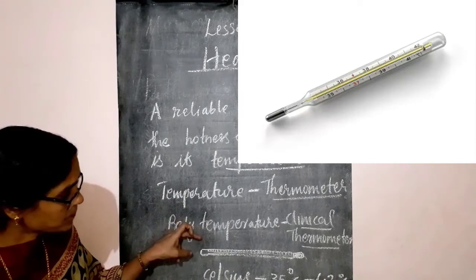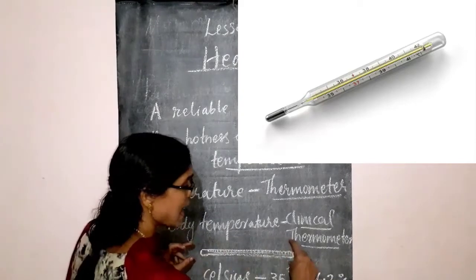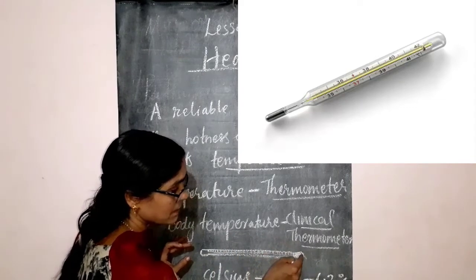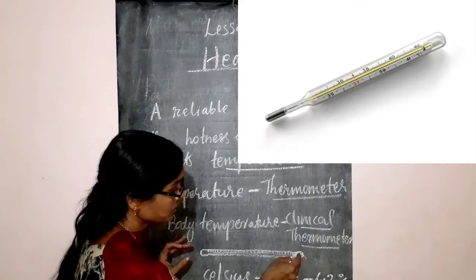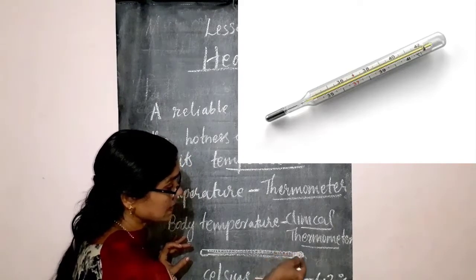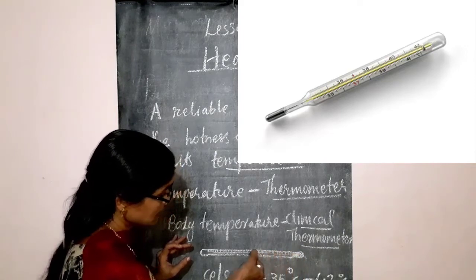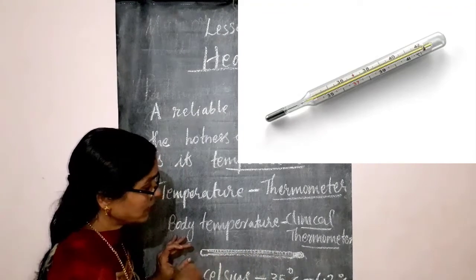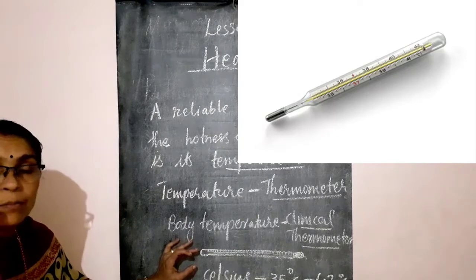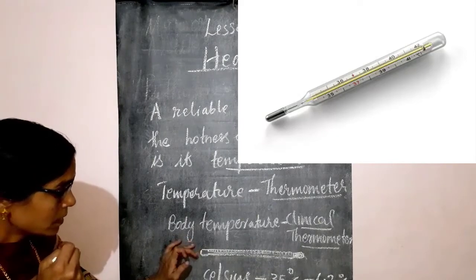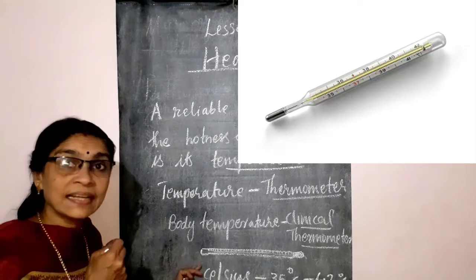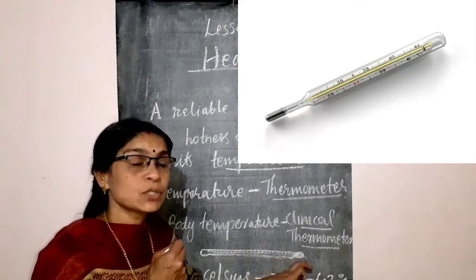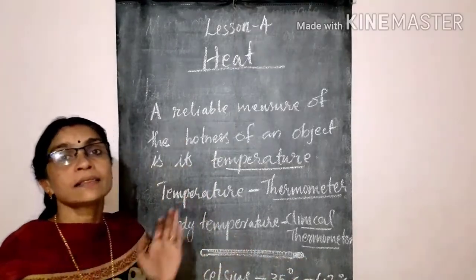The clinical thermometer is a long narrow glass tube. It has a bulb at one end. The bulb is filled with mercury. When it measures temperature, the mercury spreads uniformly through the scale. From that we can measure the temperature of our body. The scale is in degrees Celsius, which reads 35 degrees Celsius to 42 degrees Celsius in the clinical thermometer.